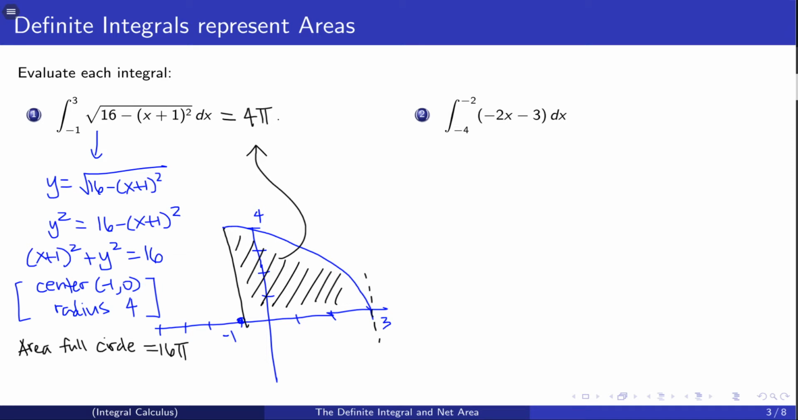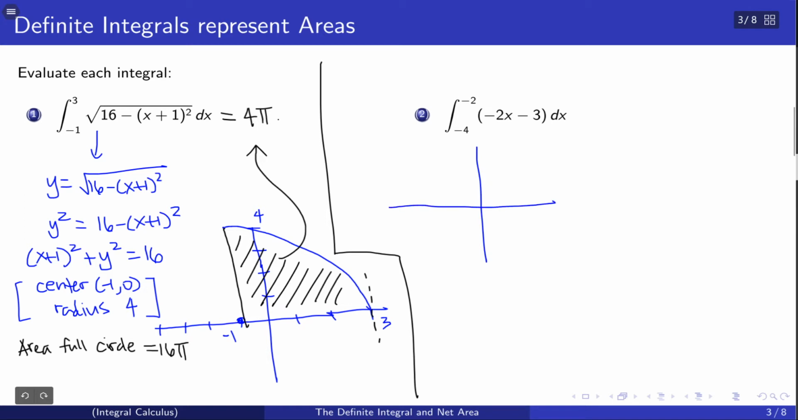And now similarly for the function on the right here, this is a linear function. And so just plot 2 points. At -4, this is 5. At -2, this is 1. Right, so this integral represents this area from -4 to -2 under this line.